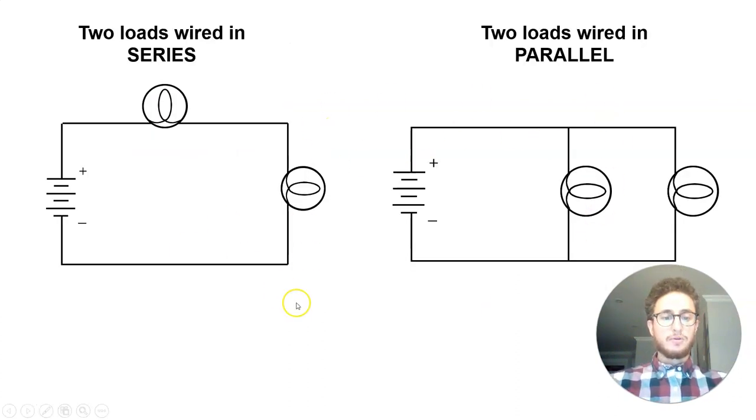And so here are those basic circuit types, right? Here you can see two loads that are wired in series. There's a single path for the electrons to follow. And here you can see two loads wired in parallel. The electrons can go either this way or that way.